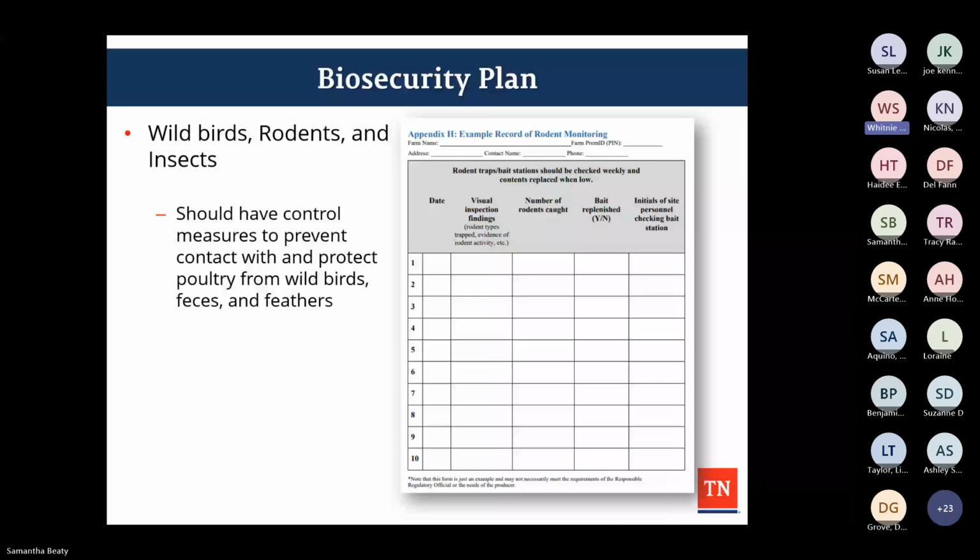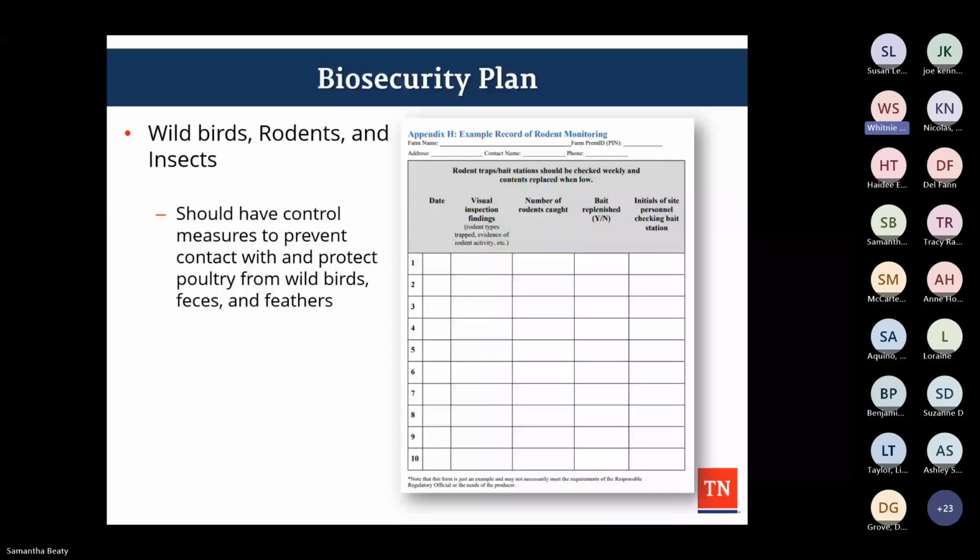Keeping track of wild birds, pests, rodents. This is really important because we do know, especially with HPAI, that wild birds are the reservoir and can spread disease very easily. So just having a good plan in place, but also keeping track of it. So this is an example of someone who could keep track of doing visual inspections, any major changes to rodents or pests, what's being done to mitigate any risks.